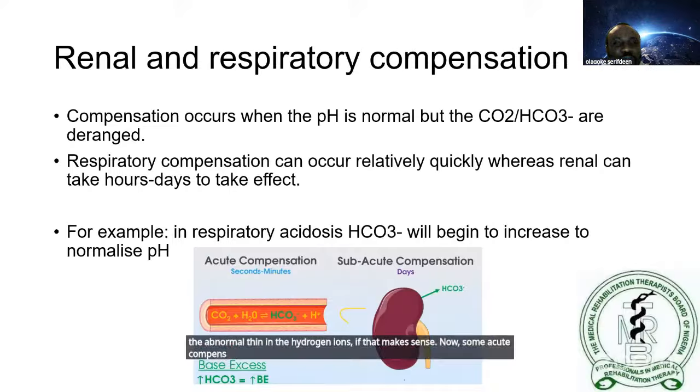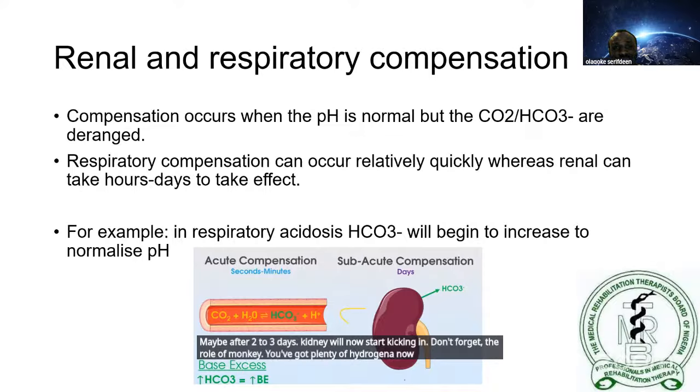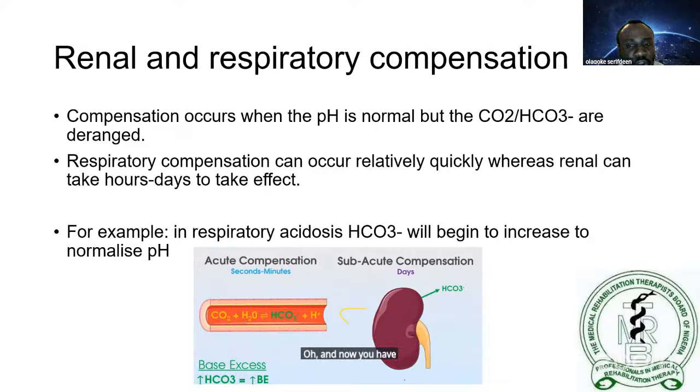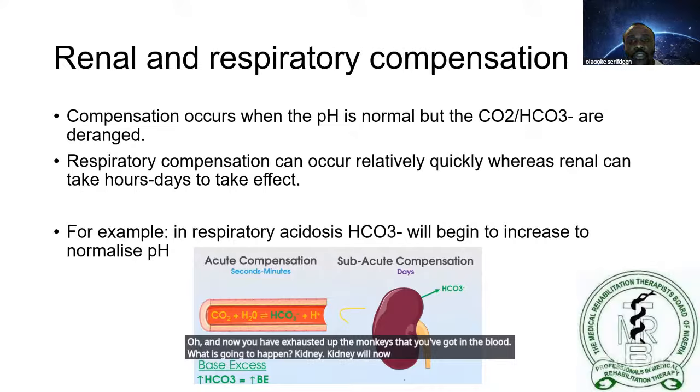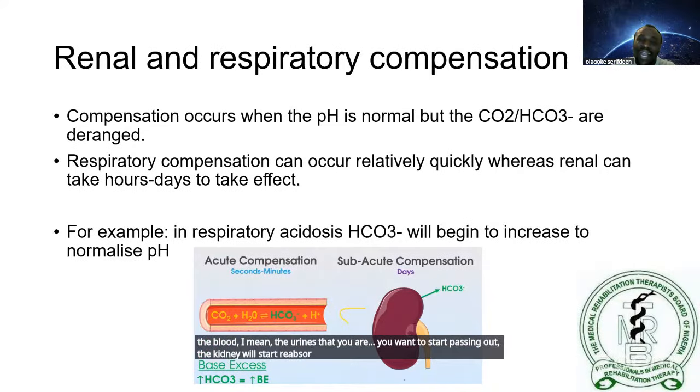Now, this is the kidney coming into play. Maybe after 2 to 3 days, the kidney will start kicking in. Don't forget the role of bicarb. You've got plenty of hydrogen ions now, and these are dangerous. They can damage the DNA, they can damage the cell, they can destroy the cell membrane. We need to get rid of them. Now you have exhausted all the bicarb that you've got in the blood. What is going to happen? The kidney will now think, I need to come into action. The kidney will start reabsorbing, bringing back bicarb from that urine into the blood.